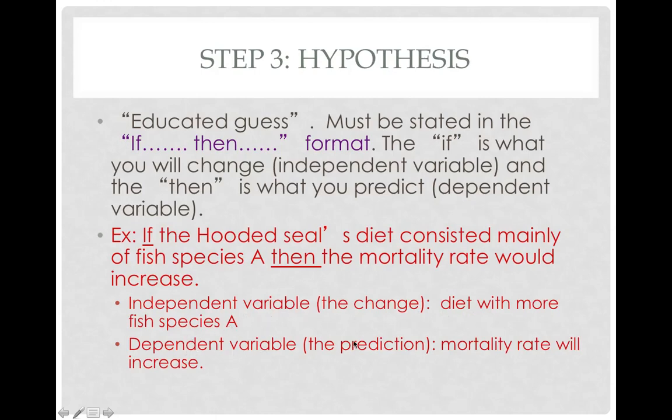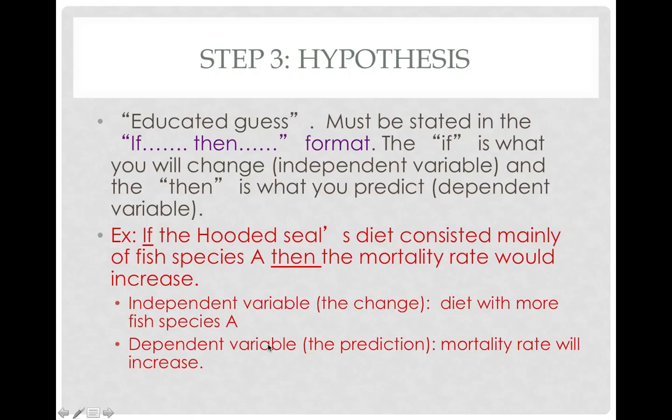The dependent variable is the prediction. It's always what comes after the then. Okay, because what you predict is going to happen is going to come after the then. And the mortality rate would increase. That is my prediction of what's going to happen. And that prediction is completely dependent on what I change. So this mortality rate will increase is dependent on this diet being changed. So that's why we call it the dependent variable.